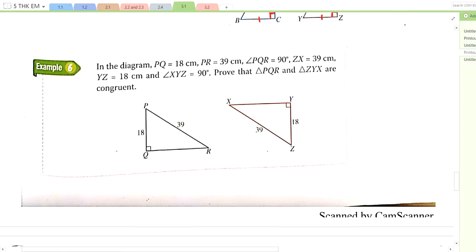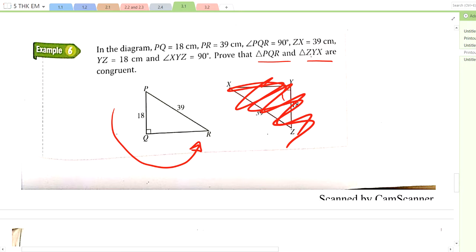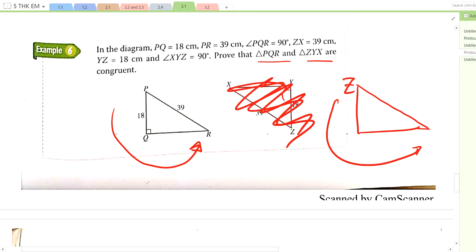Now example number 6. We've got all this information. Basically, prove that this triangle and this one are congruent. For me, I ignore this one first, because now I want to prove that PQR is congruent to ZYX. So I draw another triangle on the right side, exactly the same as PQR, but now I will call it ZYX. This is always my first step. From here, I will fill in the relevant information based on what I've just cancelled off. Angle Y is 90 degrees. YZ is 18.